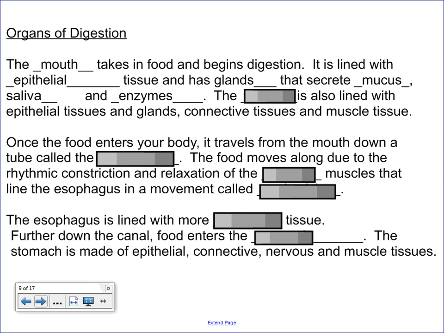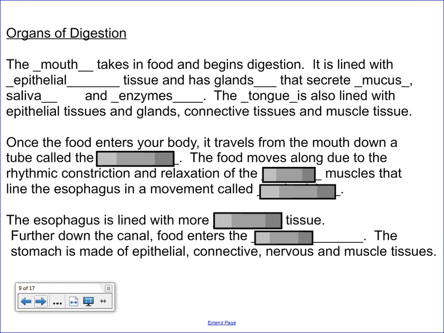So when you're chewing on food, that saliva that's produced contains a lot of mucus, a lot of saliva, and a lot of enzymes as well. The tongue is also lined with epithelial tissue and glands, connective tissues, and muscle tissues as well. So those enzymes within your saliva help start that process of digestion, starting to break down your food.